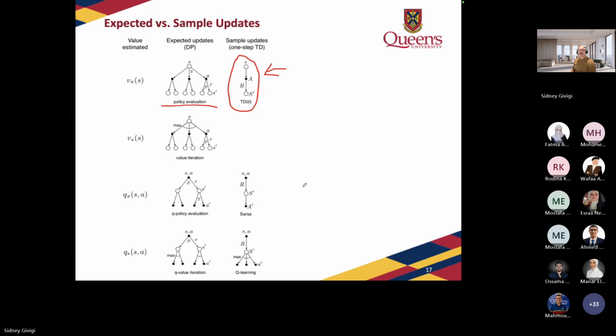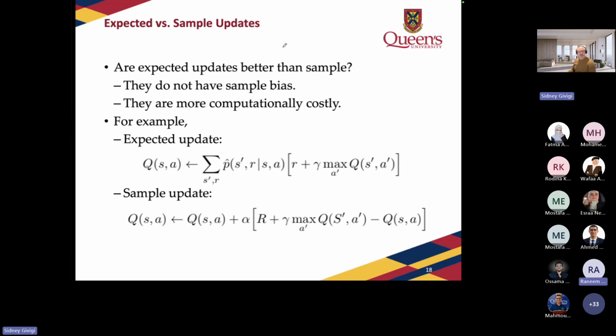Now, I showed last time that there are versions of these updates that we can do with the expected values, okay? The question is, are these better than sample updates? One thing is that they will not have sample bias. So if we know how we are going to sample, this is going to be better, right? Because sample bias means that we are going to randomly select a different trial, and this may have some effect on how we are going to behave, okay?